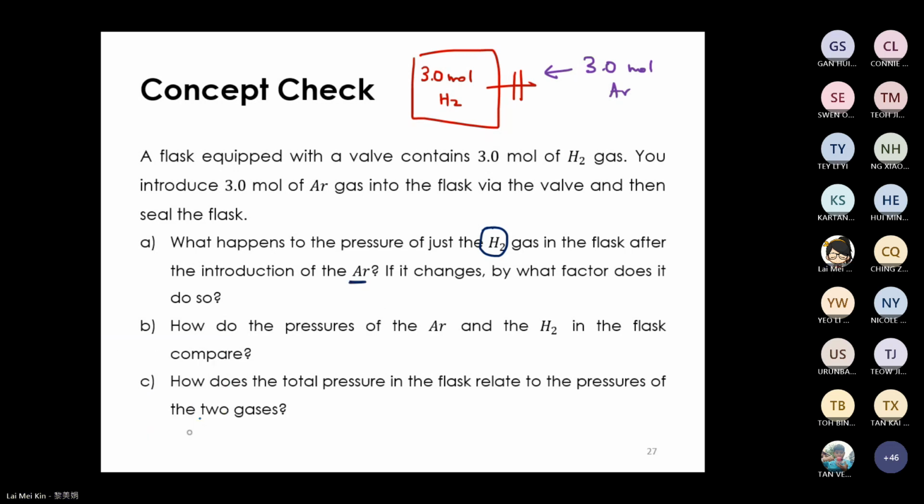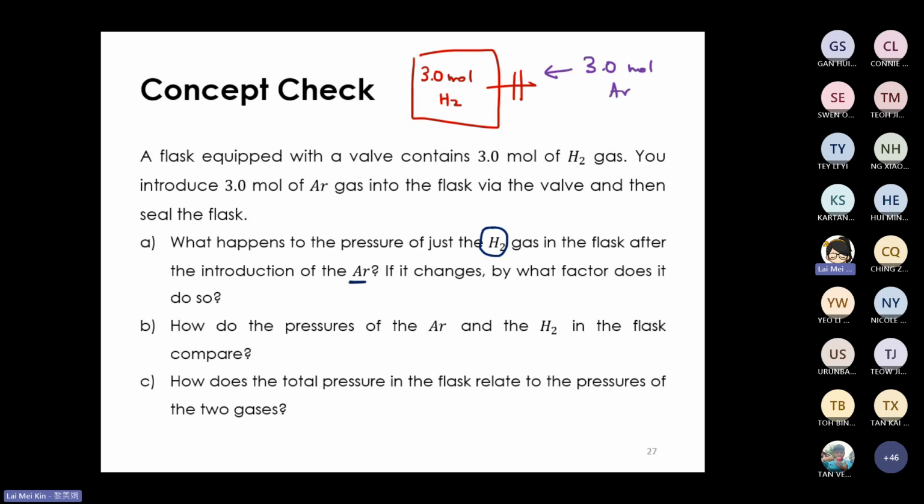The first question: what happened to the pressure of only hydrogen gas in the flask after I introduce argon? I have hydrogen originally in the flask, and then I open the valve, I introduce argon. What happened to the pressure of hydrogen? Will it increase? Will it decrease? Will it remain the same? How many of you say the pressure of hydrogen will increase? Put up your hand. Don't worry. How many say it will decrease? How many say the pressure remains the same? The answer is remain the same.